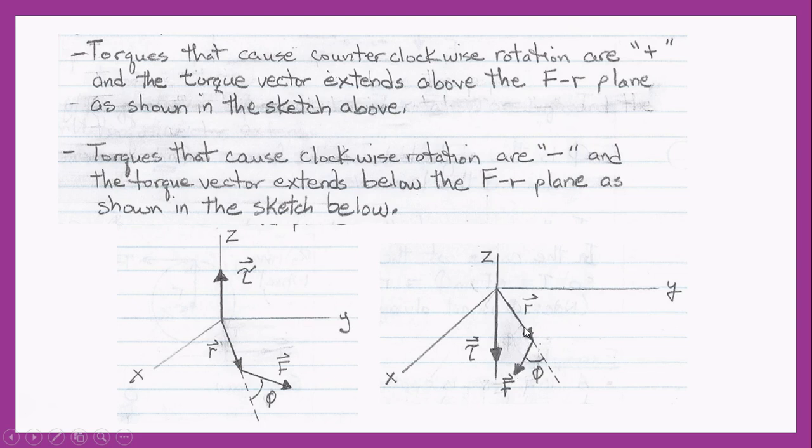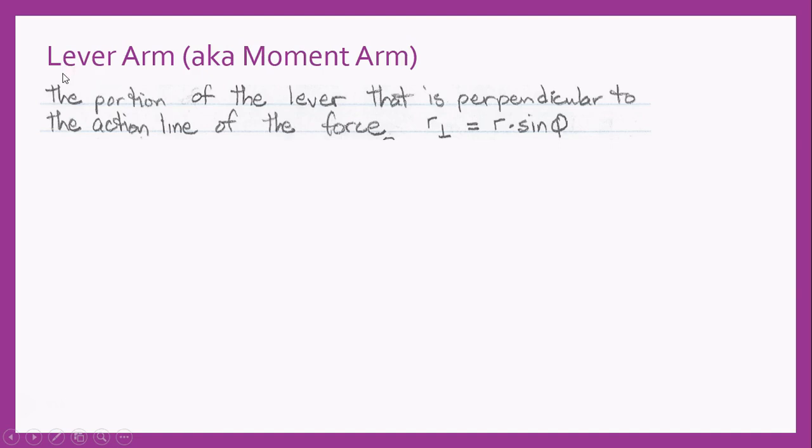Moving on, we need to understand what a lever arm is, and that's sometimes called a moment arm. The lever arm is the portion of the lever that is perpendicular to the action line of the force. In other words, the lever arm is equal to the length of the lever times the sine of the angle phi, where phi is the angle between the force and the lever.